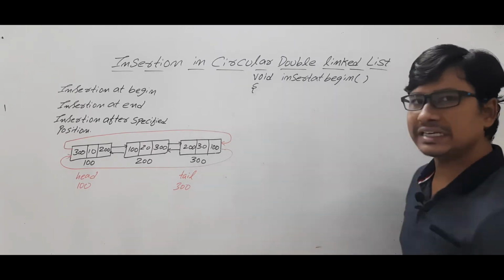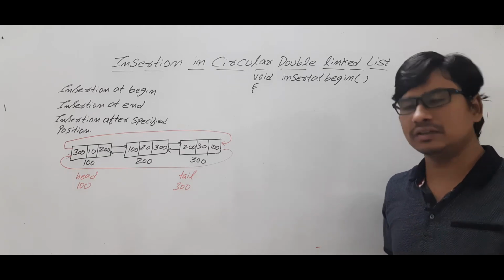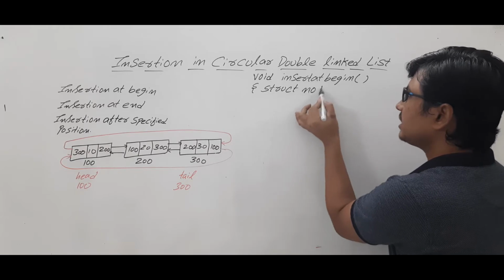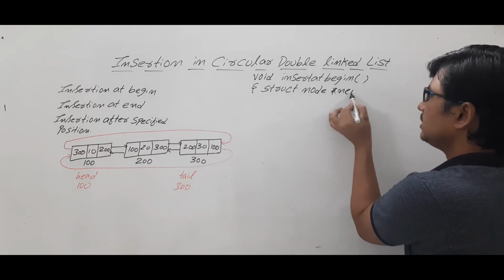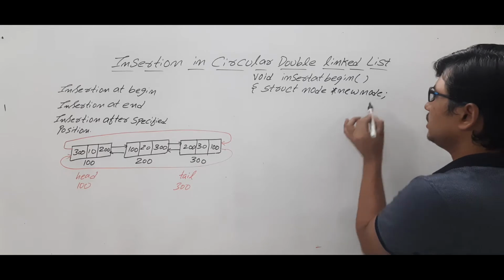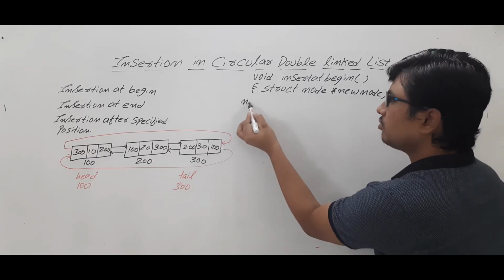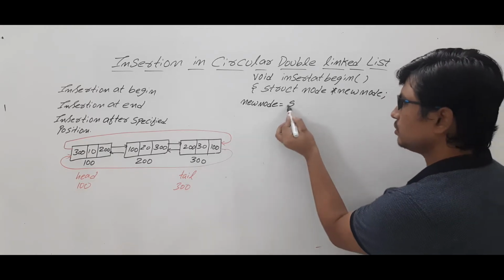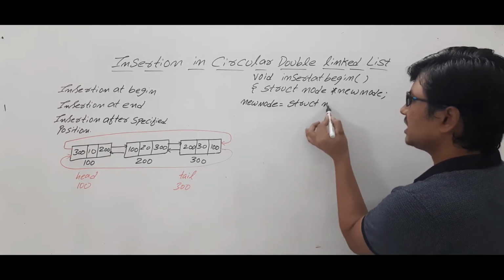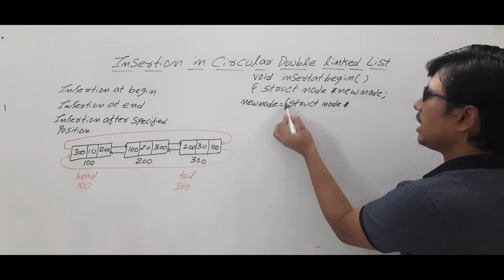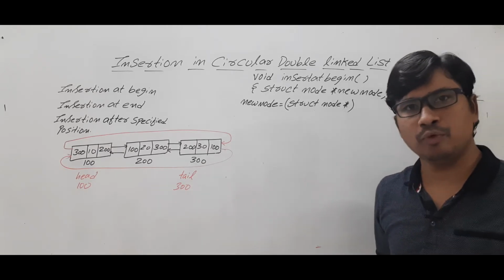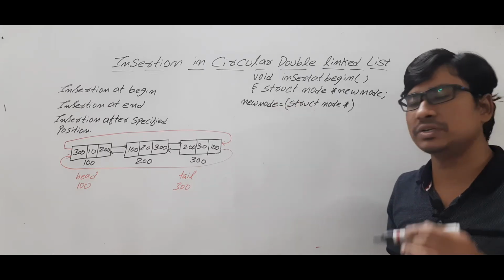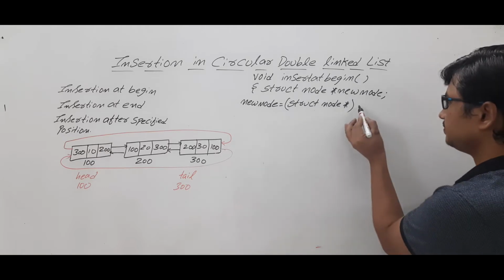Now if you want to insert a new node, first you need to create that node. To create a node, first we need to declare a pointer of struct node: struct node star new node. Then using the malloc function we will allocate the memory. So new node is equal to struct node star. We will do the typecasting because the malloc function returns a void pointer, but new node is a struct node pointer, so that's why we are doing the explicit typecasting or type conversion.